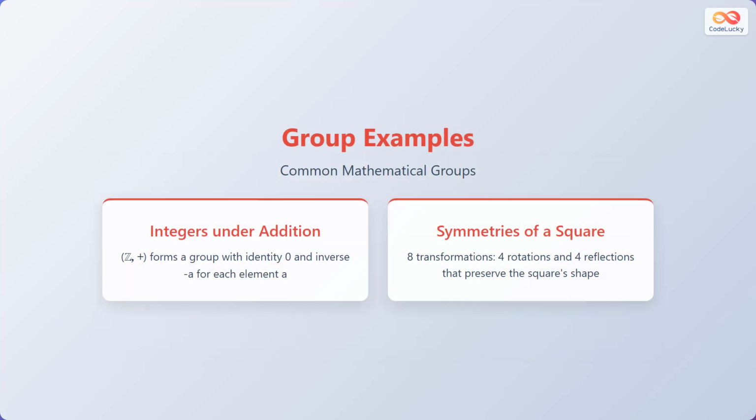Let's look at some examples of groups. The set of integers under addition, denoted as Z+, forms a group. 0 is the identity element, and the inverse of any number a is simply -a. Another example is the symmetries of a square. There are 8 transformations, which includes 4 rotations and 4 reflections that preserve the shape of the square. These transformations form a group under the operation of composition.